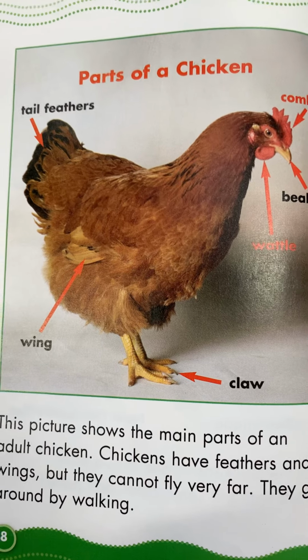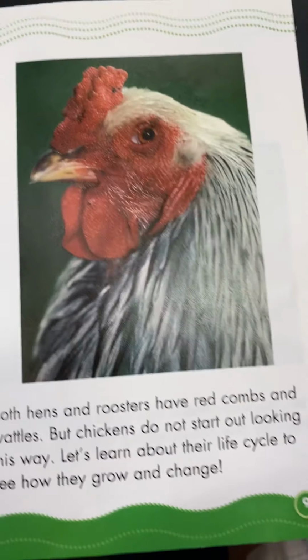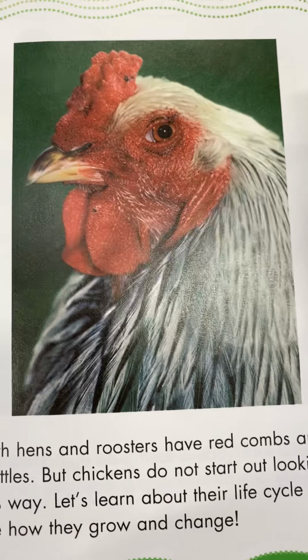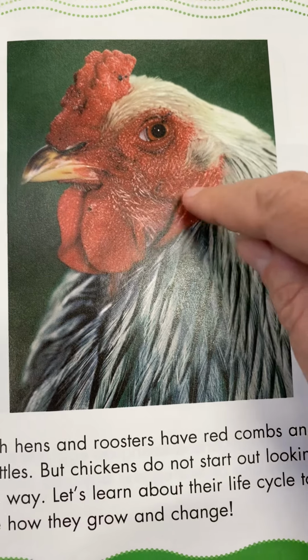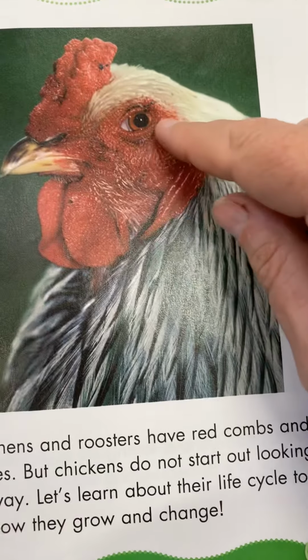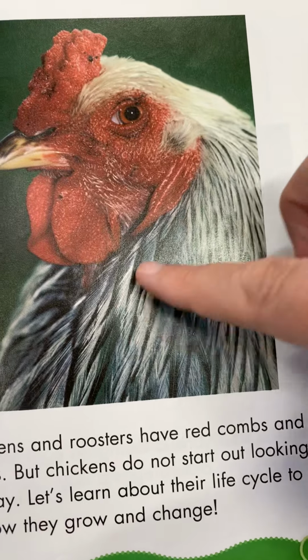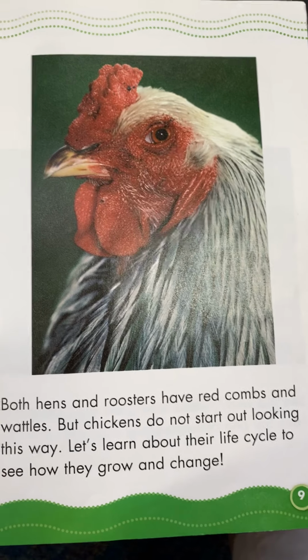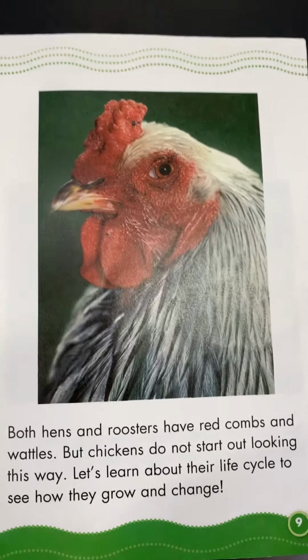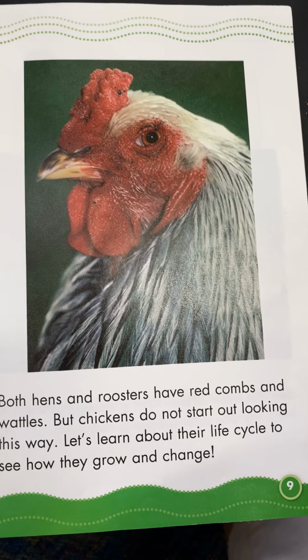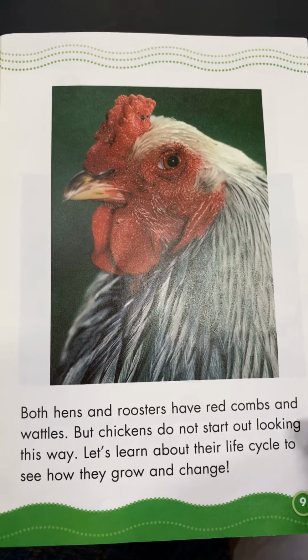and then they peck at them. Yeah. Over here we have a close-up, and we can see that this comb is a little bit different. It's not spiky, it's more rounded and bumpy. And then it's got that wattle underneath and the beak and their beautiful eye and these beautiful silvery gray feathers. Both hens and roosters have red combs and wattles, but chickens do not start out looking this way. Let's learn about their life cycle to see how they grow and change.